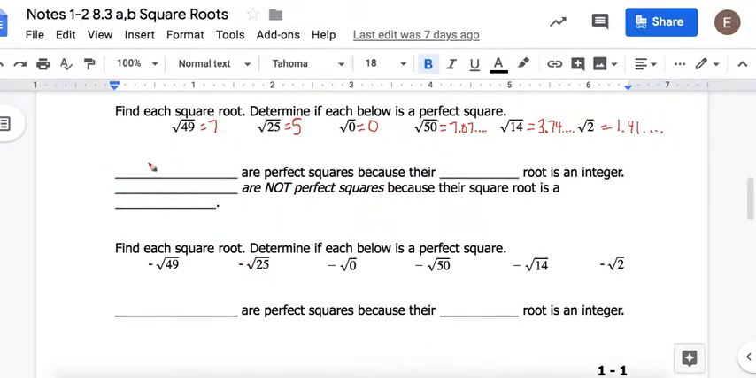So, which numbers are perfect squares? We would say 49, 25, and 0 are perfect squares because their square root is an integer. Now 50, 14, and 2 are not perfect squares because their square root is a decimal.